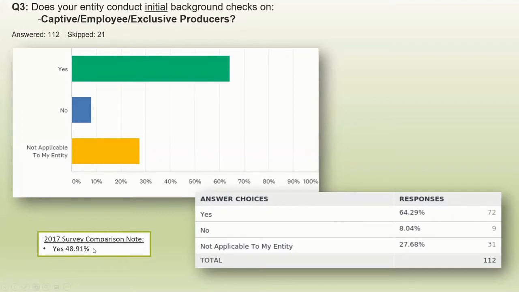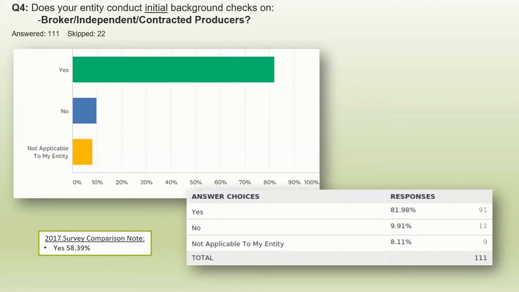Of note, in 2017, a very similar question had a response rate of 48.91%. So there is an increase in the respondents, at least in this survey population, answering that question affirmatively. Same question, but asked of broker and independent contractors and producers: 81%, significantly higher than what we saw in the 2017 survey, where it was 58%.